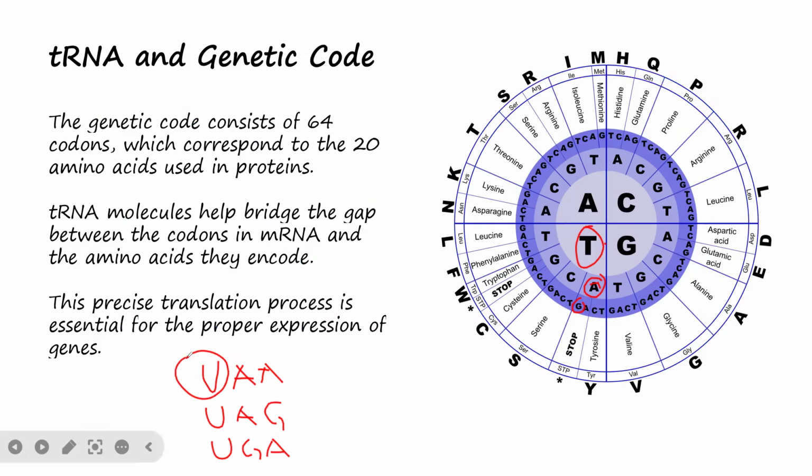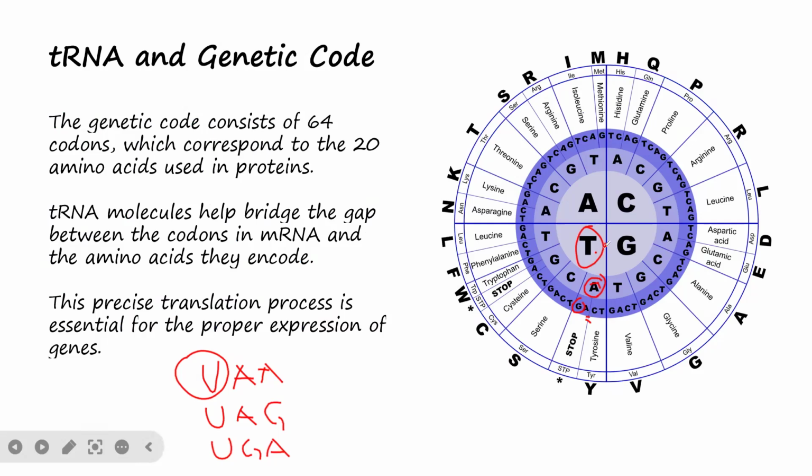So it means that you are reading from here TAG. So TAG is a stop codon, or you can say UAG, or you can say UAA. You have A here, you have A here. So UAA or TAA is a stop codon. You also have another stop codon here, TGA or UGA. So T is replaced with U.